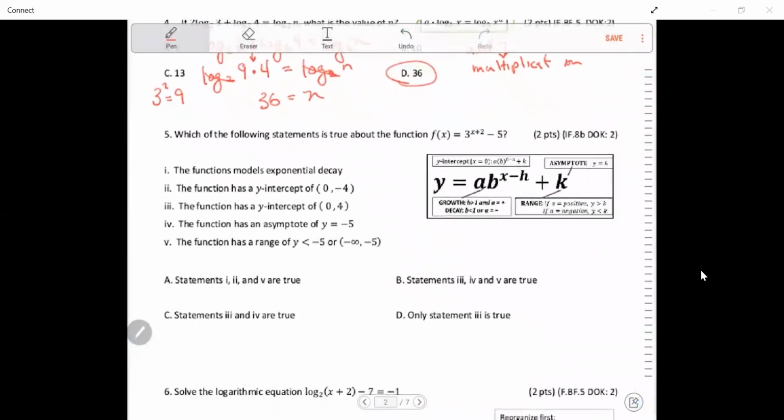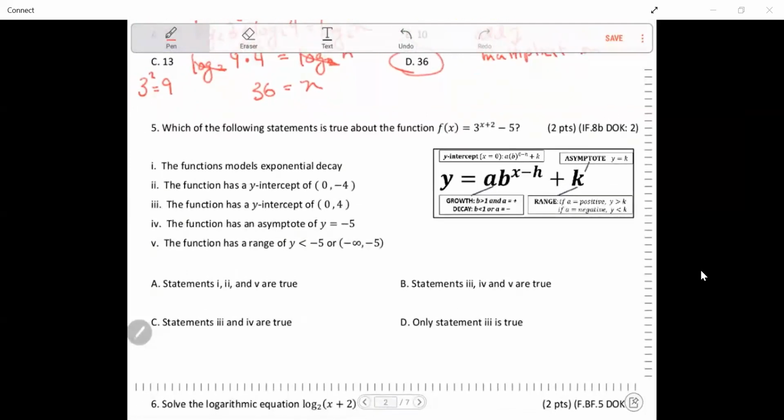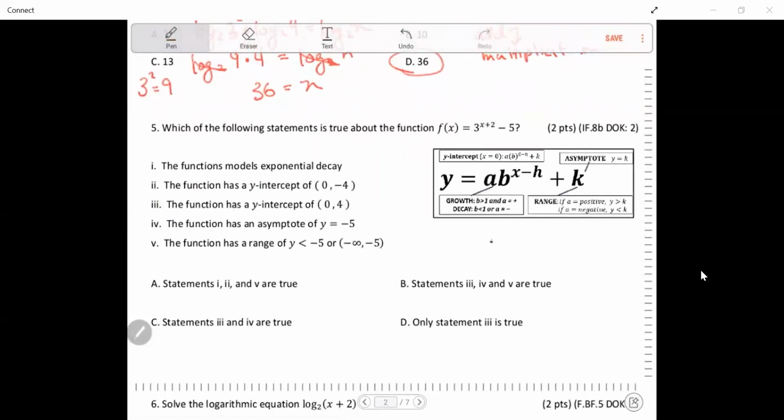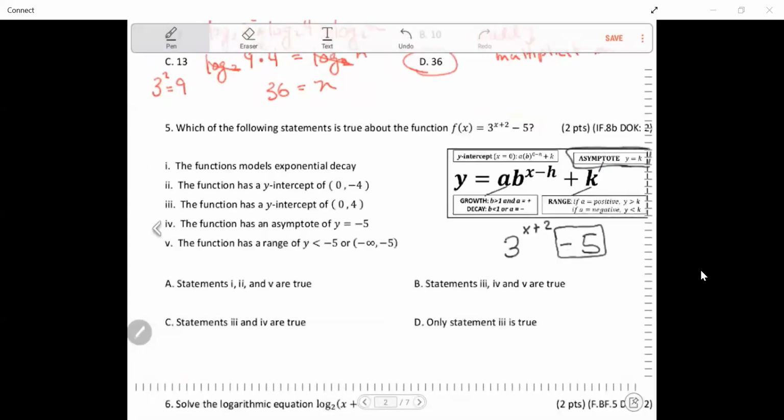All right, so when we studied exponential functions, I gave you this fancy little chart here that shows you how to check things out. So let's check this out. And I'm going to write right underneath it a little bigger, 3^(x+2) - 5. So this says right here that k is the asymptote. So this is our asymptote. k is equal to -5. And I'm going to look over here, and it says the function has an asymptote of -5. All right, so that is checked. That one works.